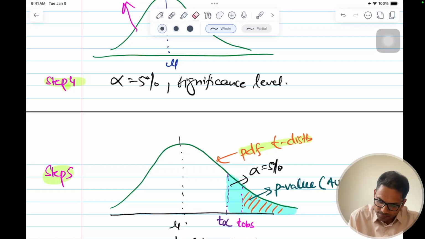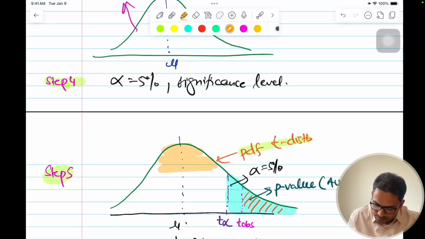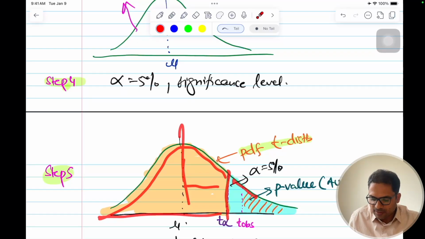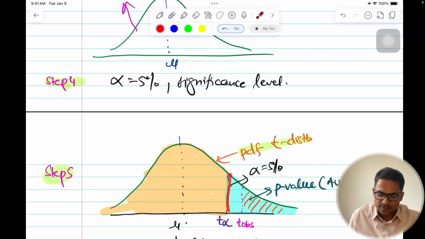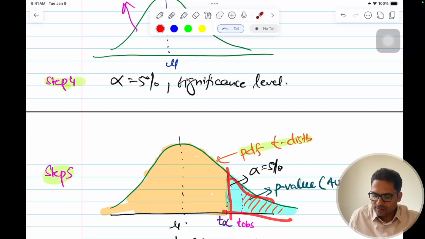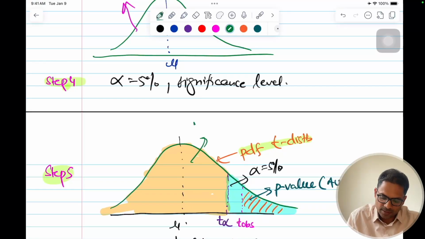This is the region. Let me color it with a different color, orange. This is the remaining area. So if it is in this orange region, it should ideally be close to 0. Both the means should be the same. That is my null hypothesis. But even if it is still here, my 95% of the area is covered and the remaining 5% is not covered. So this is my significance level: 95% of the area, no problem. This will be our acceptance region. They call it the acceptance region.